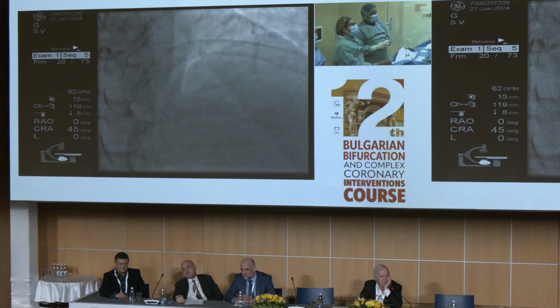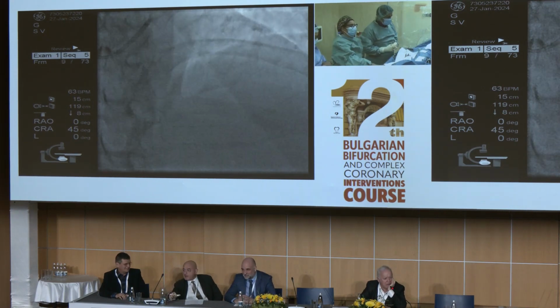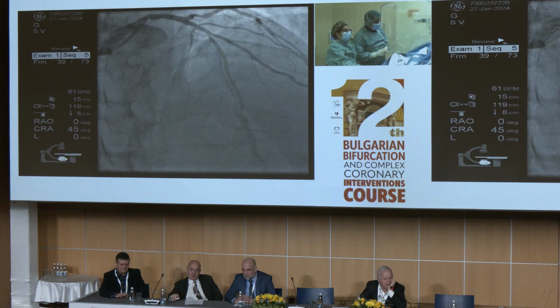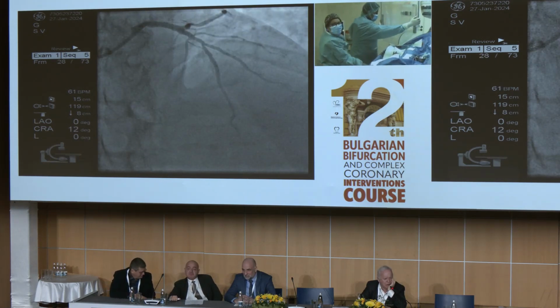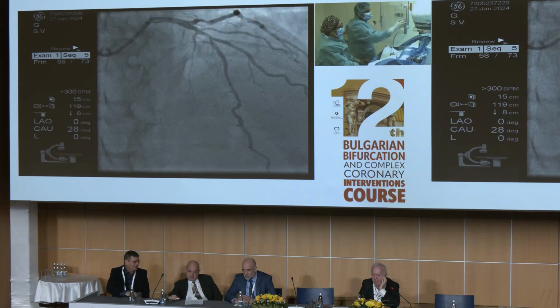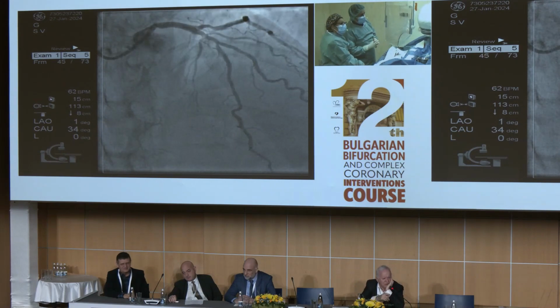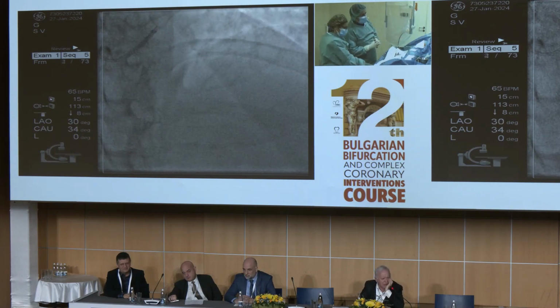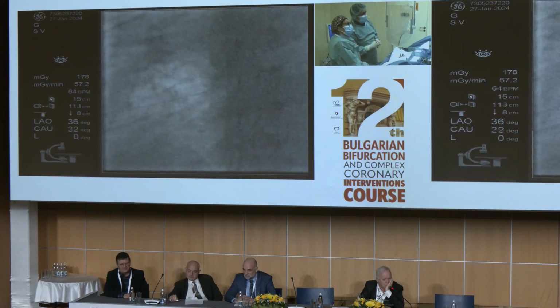So, what do you think? I will do the contrary. I mean, a lot of caudal. Caudal, and after that maybe a spider. I'm not very sure about the spider. It depends on what we see on the ostium of the LAD. Yeah, you are right. Let's check.